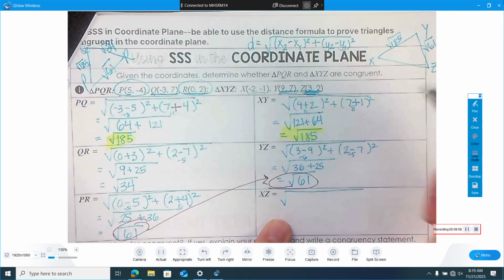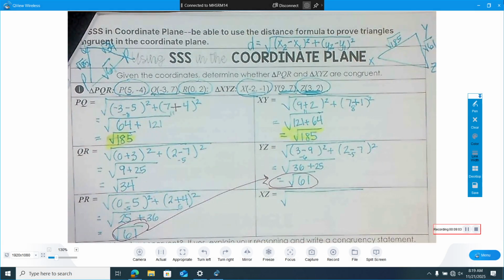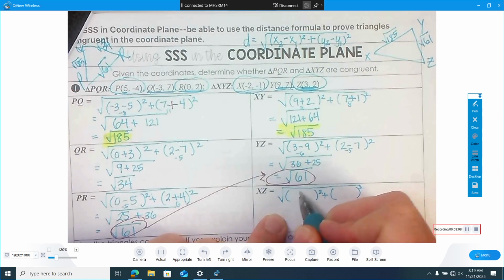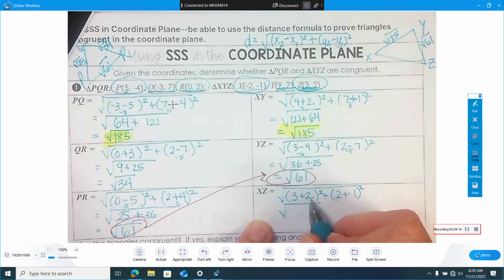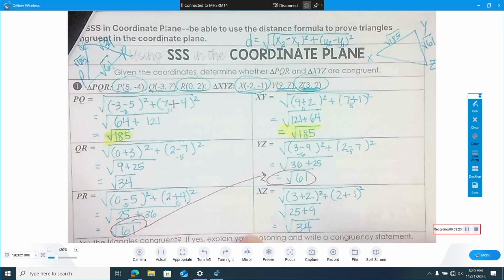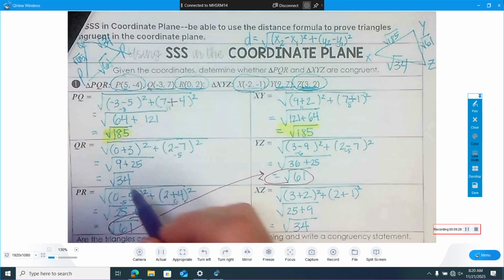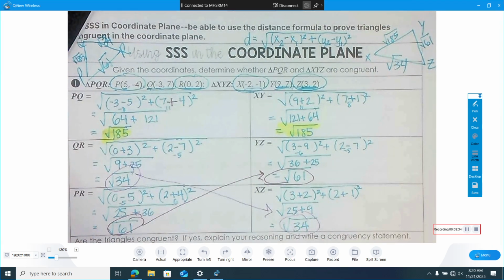So now we have to check X and Z. So using the last pair here. 3 minus a negative 2 becomes 3 plus 2. Good. And 2 plus 1. Excellent. So we get 5 squared is 25, and 3 squared is 9, and 25 and 9 is 34. So radical 34, and once again, wow. Wow, amazing. All right, so there's another pair of congruent sides.